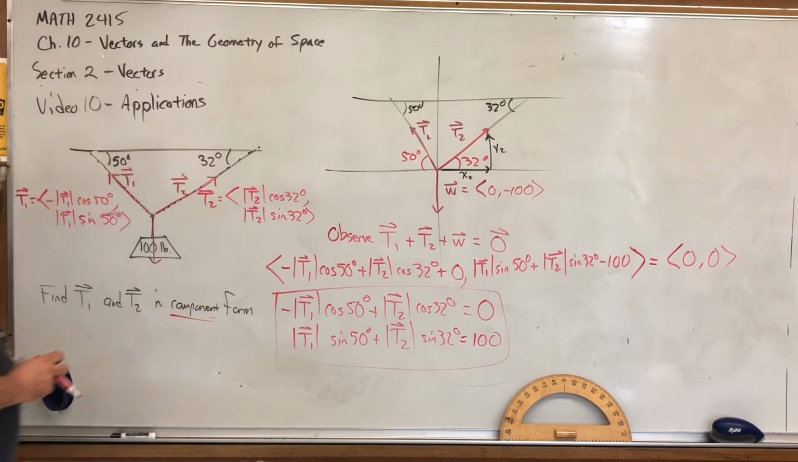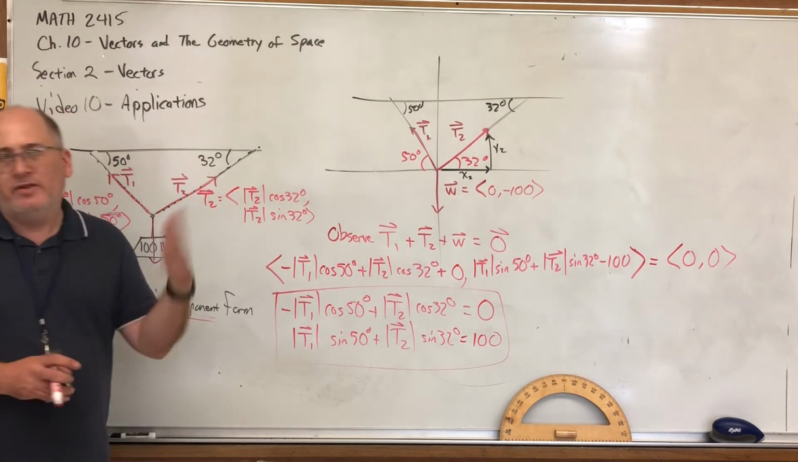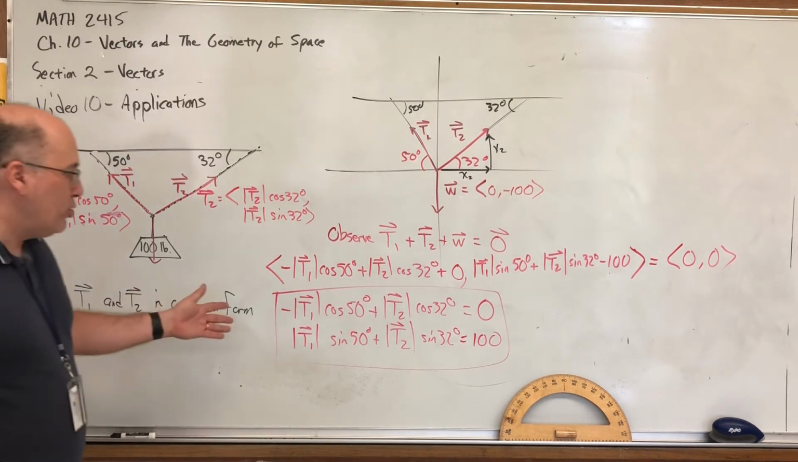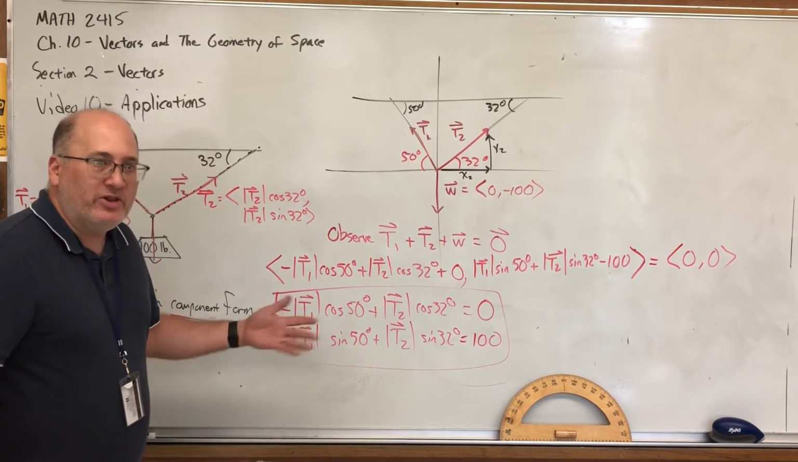So if we want to know t1 and t2 in component form, we need to know their magnitudes. Because cosine of 50 and sine of 50 and cosine of 32 and sine of 32, those are calculator problems. We just don't know these magnitudes yet. But where are we? We have a system of equations. We have two equations and two unknowns, and we can solve it.